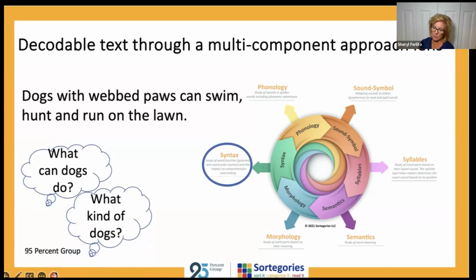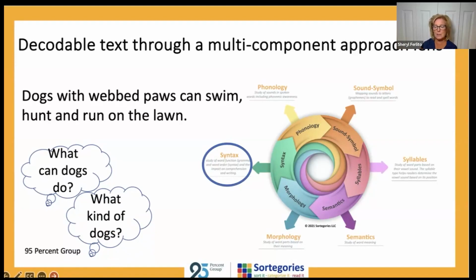So we'd have to start all over again on this sentence. We'd go with "dogs with webbed paws can swim." Well, what kind of dogs? Well, some of my students might say swimming dogs, hunting dogs, running dogs. Well, what kind of dogs are they? What phrase tells us what kind of dogs? Dogs with webbed paws. Okay, now we can talk about the swimming, because why do they need webbed paws, right?